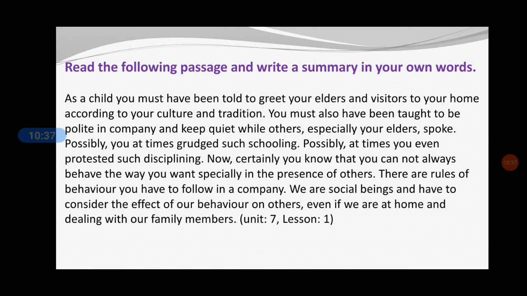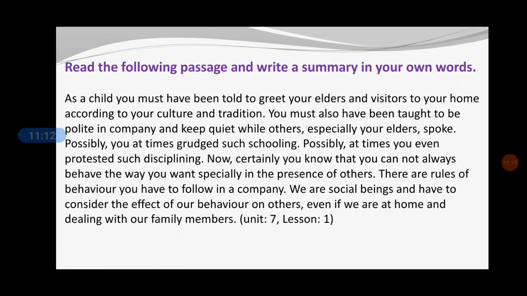So let us see how to write a summary from this example. Let us practice with this passage to write a summary. This is a passage from your book, English first paper book, Unit 7, Lesson 1. The name of the chapter is Human Relationship. So let us see what is presented here.